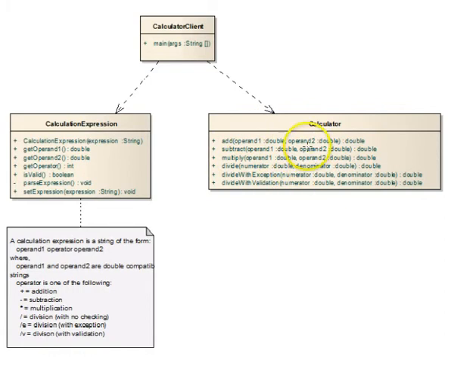We have a calculator class, a calculation expression class, and a client class that manages and exercises the calculator. A calculation expression, as the comment shows here, is operand 1 followed by an operator and operand 2. And the operator can be a plus for addition, subtraction is a minus, star for multiplication, slash for division, and there's two other kinds of division operators in this calculator.